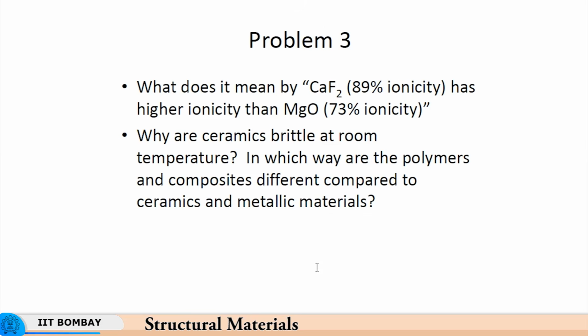Now come to problem 3. It's about interatomic bonding, which is about ionicity in ceramics. Calcium fluoride is a ceramic, and it has 89% ionicity, which is higher than magnesium oxide, which has 73% ionicity.